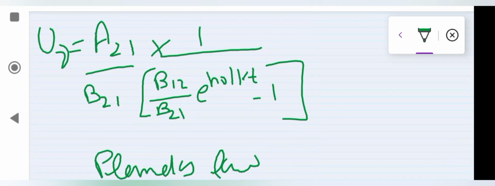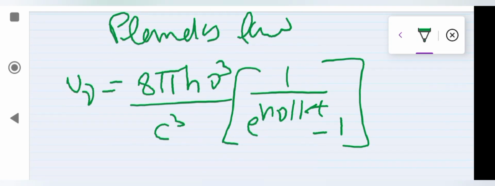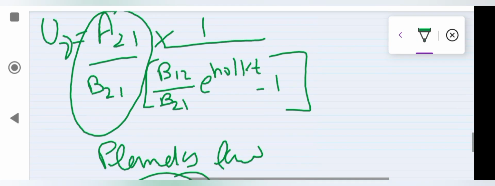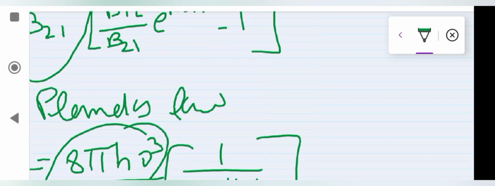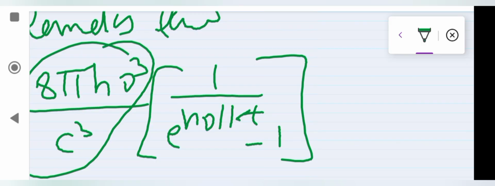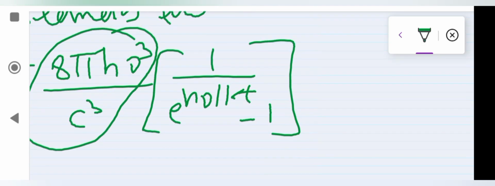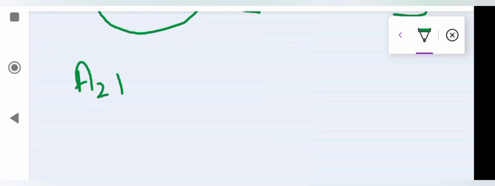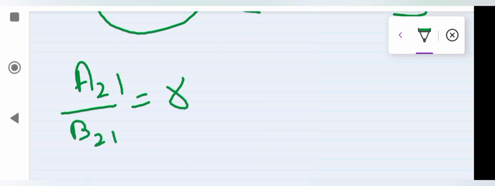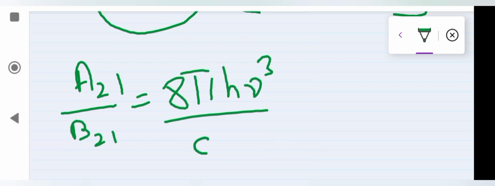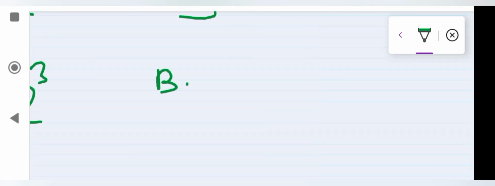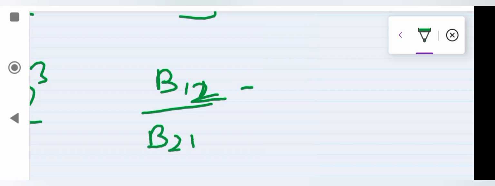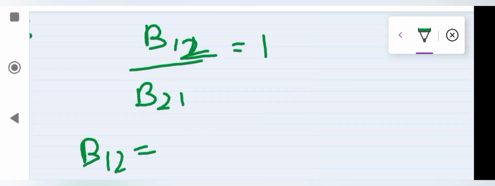Now you have to compare this and this. A21 by B21 is the same as this, and 1 is the same as 1. B12 by B21, there's nothing, so that is equal to 1. And then minus 1 is the same. E power h nu by kt means the same. So A21 by B21 equals 8 pi h nu cube by c cube. Then B12 by B21 equals 1. So now what I'm trying to say is here B12 will be equal to B21.